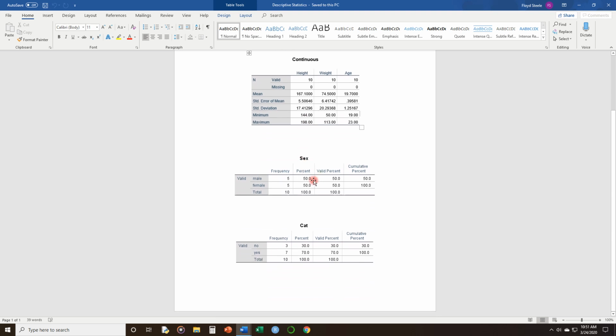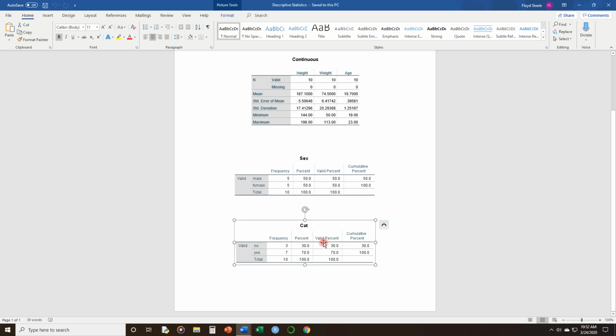For our nominal variables, sex and cat status here, these are frequency tables, so we only care about the frequencies. While we have the raw frequencies here on the left, when we're reporting in our tables, we care about the percent column. I went ahead and did 50-50 for male versus female, just for my t-test later. It helps with the t-test.